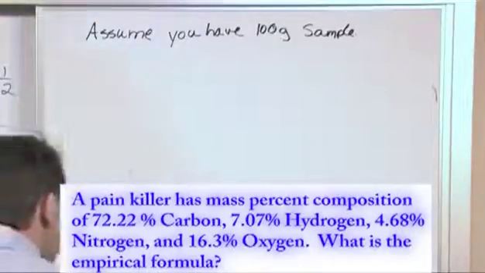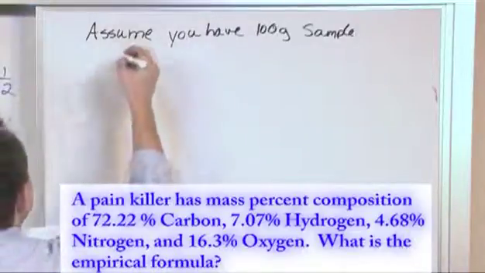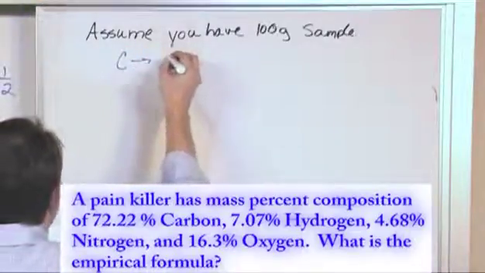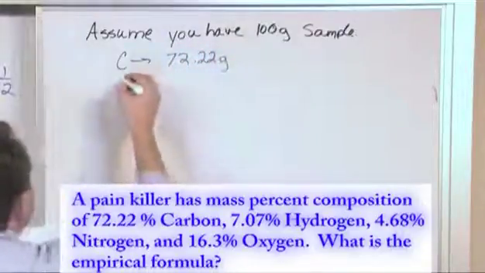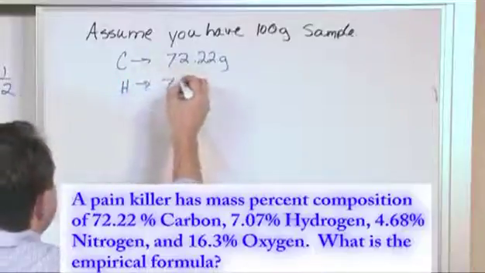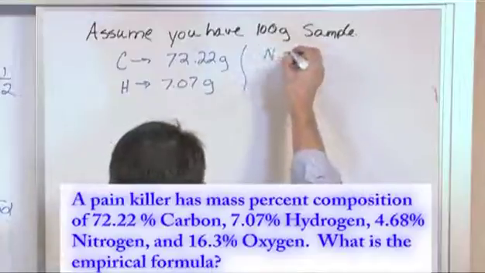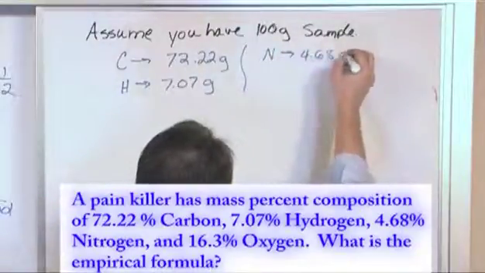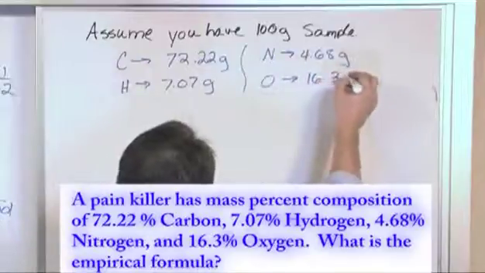But if you assume you have a 100-gram sample, then you can immediately read off that for carbon, you would have 72.22 grams out of 100 grams. For the hydrogen, you would have 7.07 grams. For the nitrogen, you would have 4.68 grams. And for the oxygen, you would have 16.3 grams.